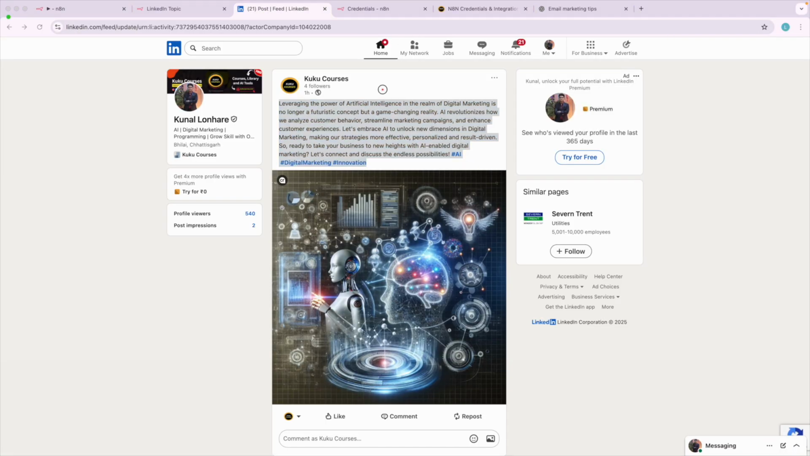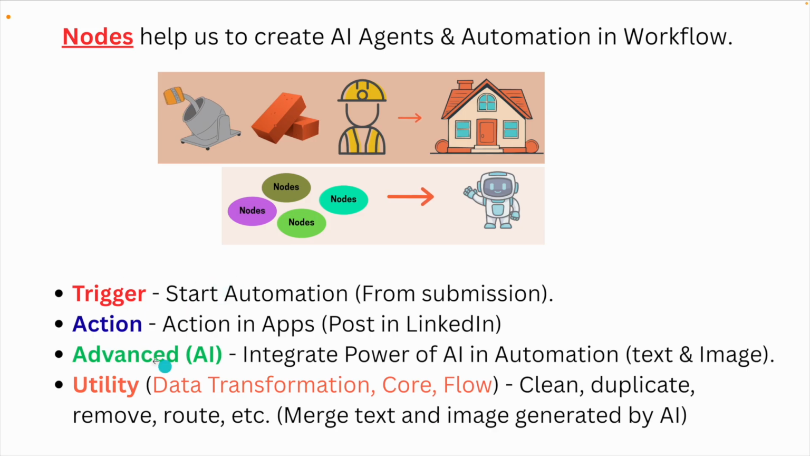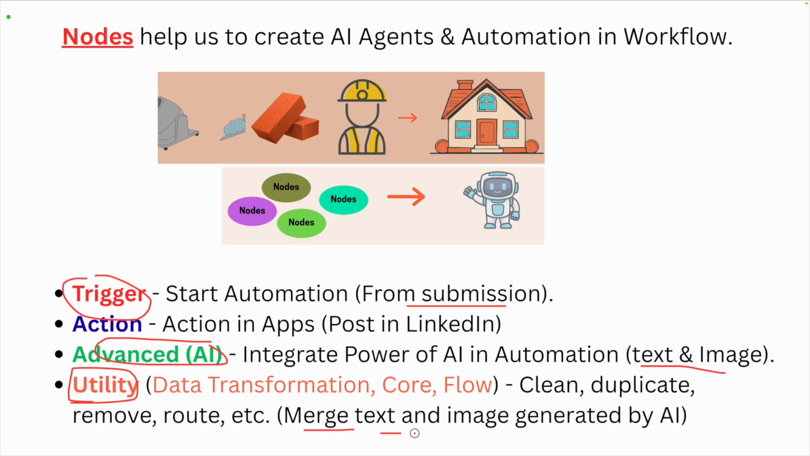So here you are going to see this is a complete post, and this post has text here, and here it also has the image. So it has both of this data. That's exactly what we want, to combine both of the data. So what we are going to use is the merge node. Notice carefully, we have used a trigger node and an AI node. We used the trigger to generate the form, and AI to generate the text and image. Now guys, we are going to use a utility node, and remember, a utility node is helpful if you want to play with the data. So the utility node helps us merge the text and image generated by the AI.